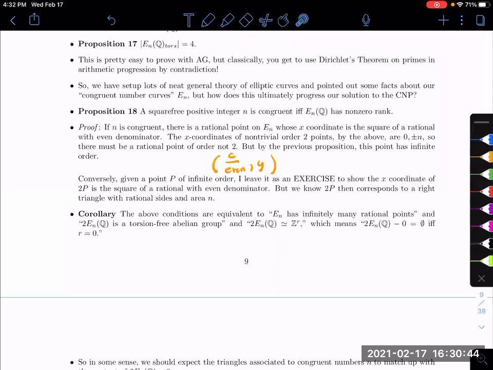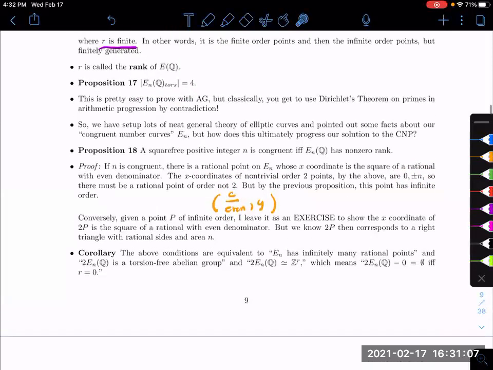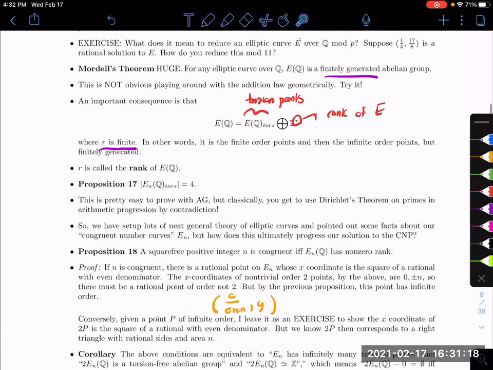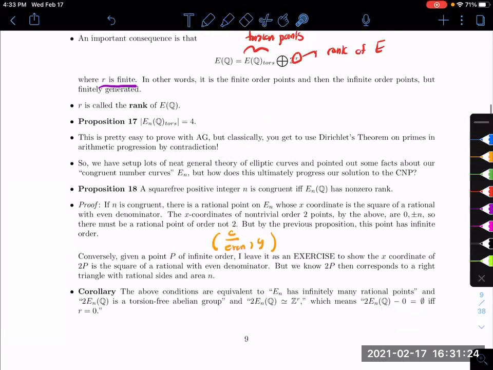But look, none of these points satisfy this criteria. None of these points have x coordinates that are the square of a rational number that have an even denominator, because n is square free, right? So this point that we found is not one of the 4 points that are in our torsion group. Okay, so by the previous proposition that says there's only 4 torsion points, this rational solution on E_n has to have infinite order. But the second you find a rational point with infinite order, your rank has to be positive. So that proves this direction.